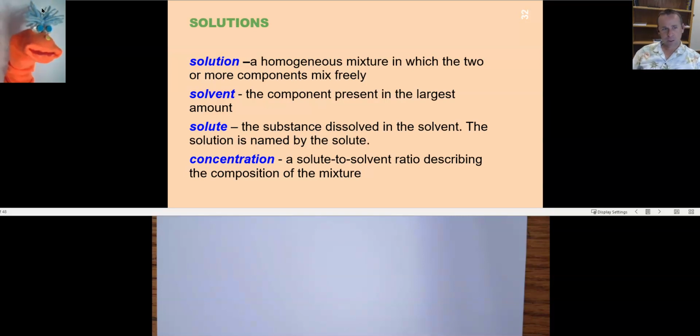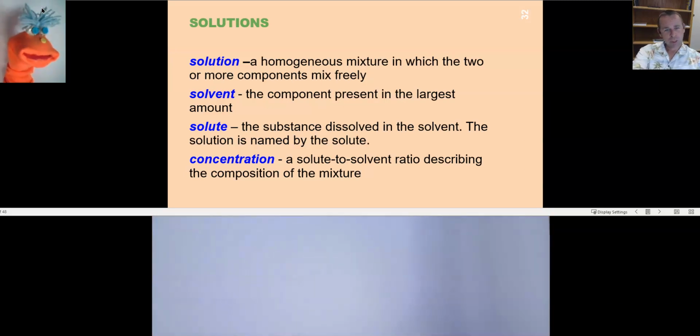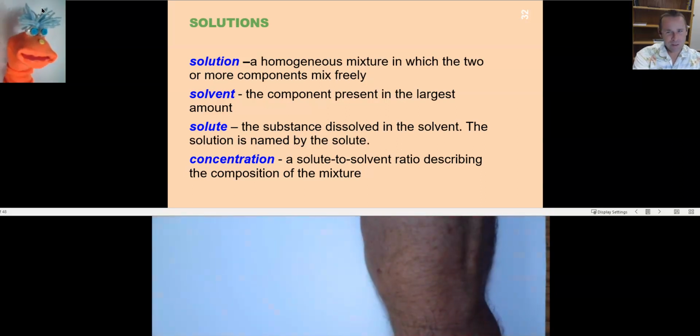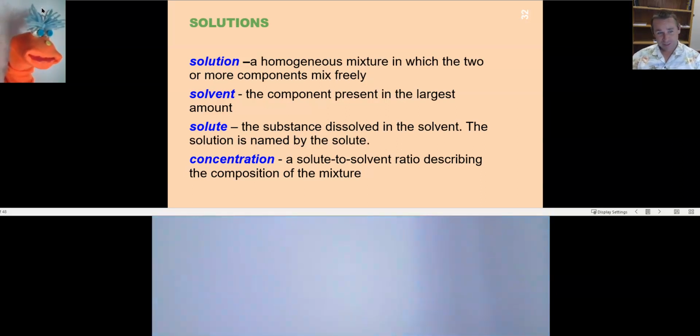All right. So we're going to talk a little bit now about what we call solutions. Solutions are homogeneous mixtures. Now, remember back when we talked about homogeneous mixtures? Yeah, I remember homogeneous mixtures. And what was homogeneous about the homogeneous mixtures? Homo means same. Yes, that's right. Homo means same. And what was the same about those homogeneous mixtures? They had like the same concentration throughout.